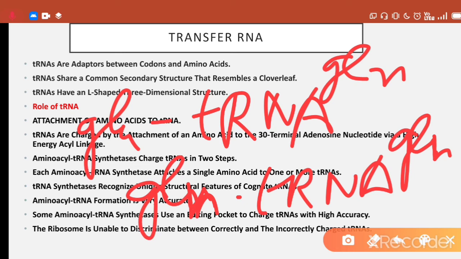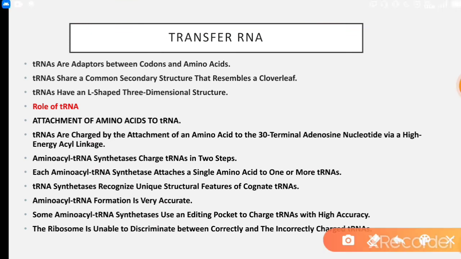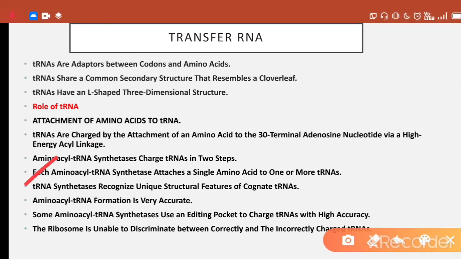The presence of a second enzyme removes the need for a glutamine tRNA synthetase, because an amino acid tRNA synthetase can never attach more than one kind of amino acid to a given tRNA. The next point is that the tRNA synthetase recognizes unique structural features of its cognate tRNA. As we know, an aminoacyl tRNA synthetase can never attach more than one kind of amino acid to a given tRNA, so there needs to be a structural feature that lets the tRNA synthetase recognize a specific amino acid to bind to this tRNA molecule.